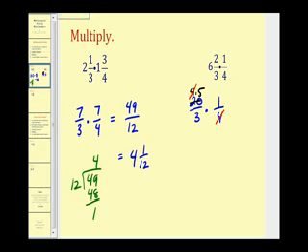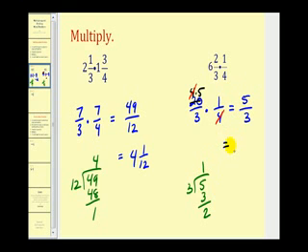So now we can go ahead and multiply across the top and bottom. We have 5 times 1, that's 5. 3 times 1, that would be 3. So our product is 5/3. Converting this to a mixed number, 5 divided by 3, there's 1 3 in 5, with the remainder of 2. So 5/3 is the same as 1 whole and 2/3. Let's go ahead and try one more, and then we'll talk about division.